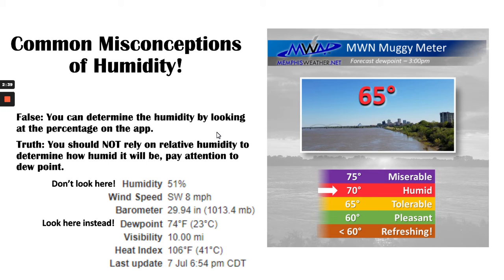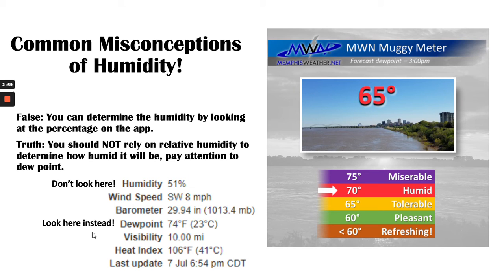And to give you a better example, over here we have the muggy meter. You guys are probably familiar with this. This is based off of dew point. This is not based off of humidity. So the degrees that you see for the day, if it's like under 60 degrees, then it's going to feel great. But if you get up into 75 degrees, it's going to feel terrible outside.